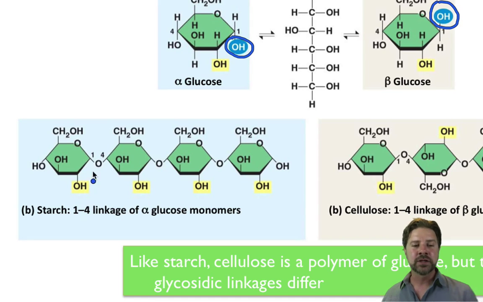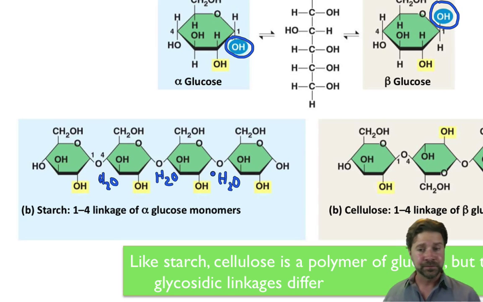Notice that in starch, there's a 1,4 linkage of alpha glucose molecules, monomers. So in this case here, we see the oxygen in the middle. We know that to get that to happen, we had to lose an H2O in each of these connections right here through dehydration, also called condensation.